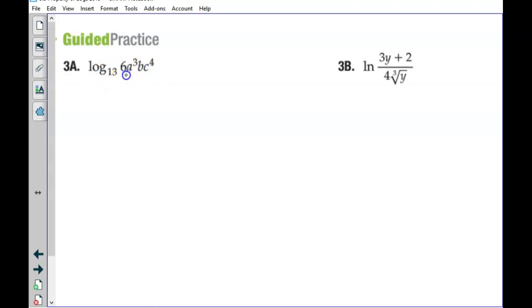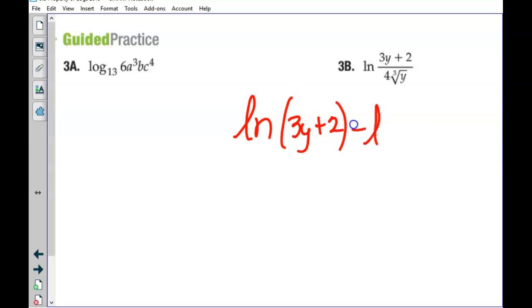It's the log base 13 of 6 plus the log base 13 of A, and then you gotta move the 3 out front, plus the log base 13 of B, plus the log base 13 of C, and you gotta move the 4 out in front, but it's all multiplied. Let's talk about this one real quick, though. ln of 3y plus 2 minus ln of 4 minus still because it's in the denominator, guys. And how do you write that?